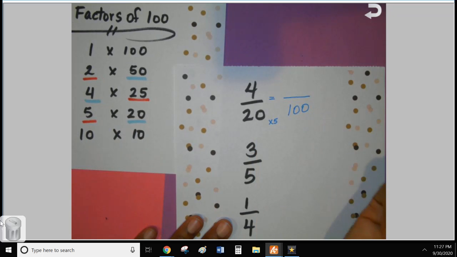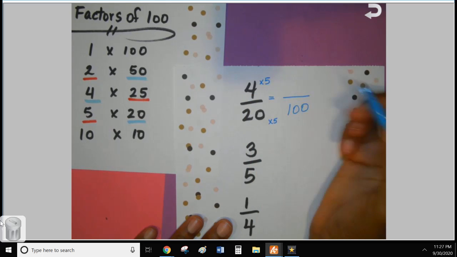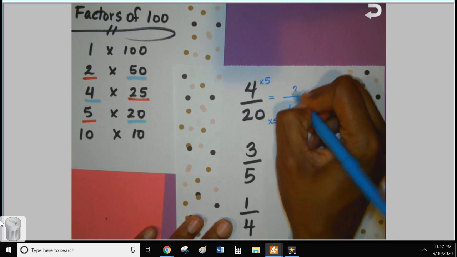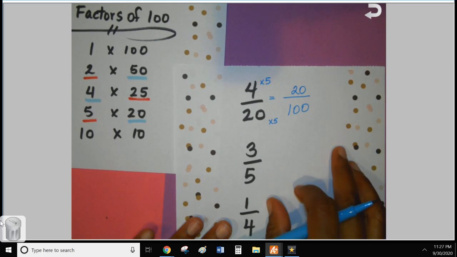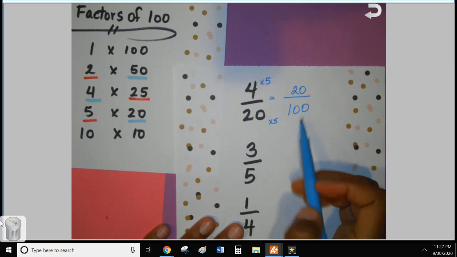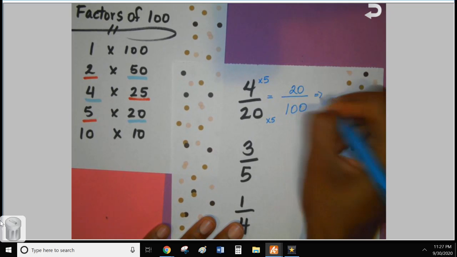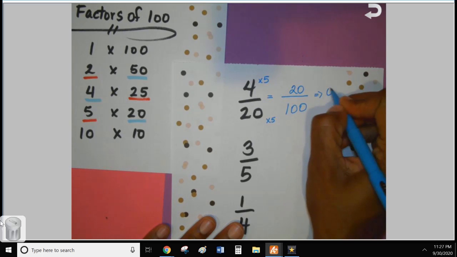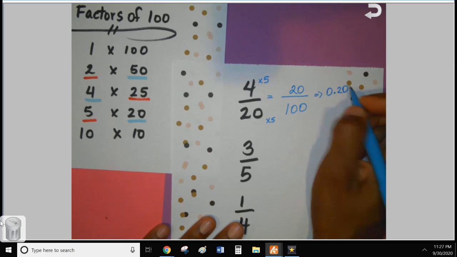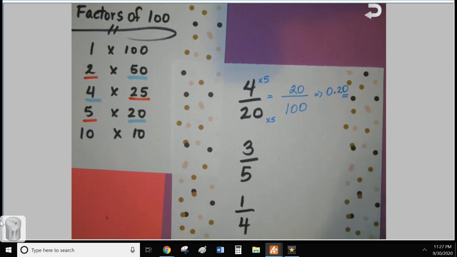Just like before, anything I do to the bottom, I want to do the same to the top. 4 times 5 is 20. So then this gives me 20 hundredths, a new equivalent fraction. 4/20 is the same as 20 hundredths. If I wanted to take this and make it a decimal, I would write it as 20 hundredths, with a zero in the hundredths place. And from here, I can make that decimal into a percent. So I didn't have to do long division or anything.